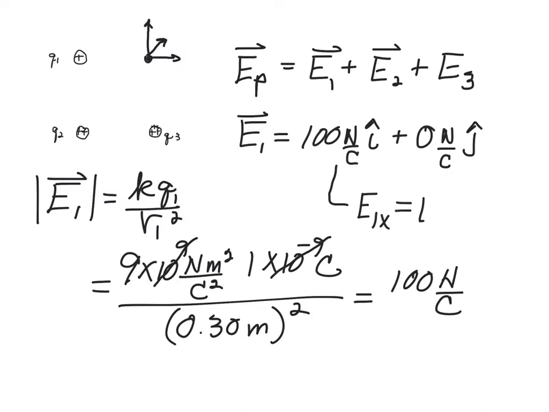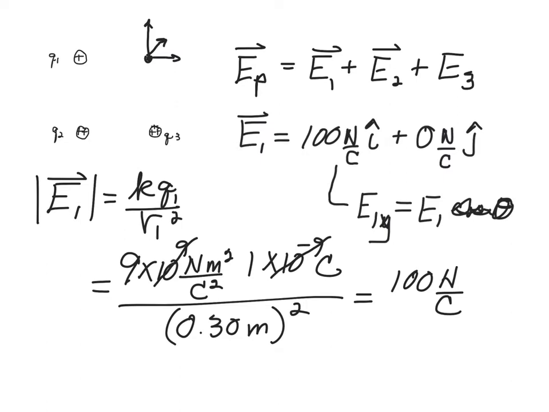We would write E1x equals E1 cosine theta, and the cosine of 0 is 1. And the y component would be E1y equals E1 sine theta, and the sine of 0 is 0. But in this case it's obvious, right? We don't really need to do the calculation.